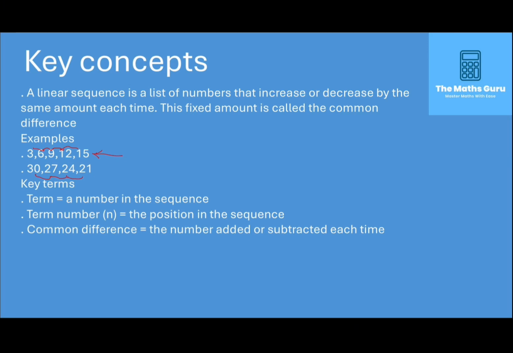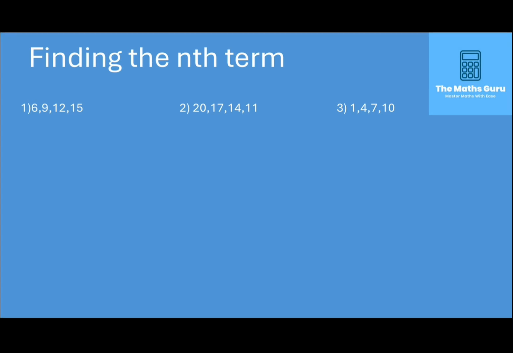Looking at the key terms behind this, we have term, which is just a number in the sequence. Term number is defined by n, which is just the position of that number in the sequence, and the common difference is the number added or subtracted each time. So now we know our definitions, let's get straight into some questions.